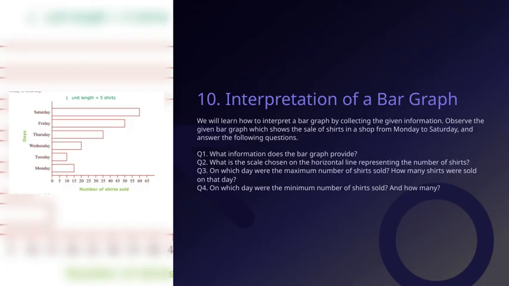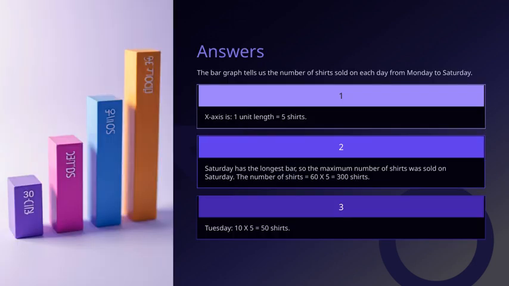Finally, we need to identify the day with the minimum sales. That would be the shortest bar. Suppose that was Monday, with just 10 shirts sold. Recognizing these extremes helps us understand sales patterns and make better decisions. So, by carefully observing the heights of the bars and understanding the scale, we can interpret the data effectively. This process is central to analyzing any bar graph accurately and connecting it to the larger picture of sales trends or other data insights.